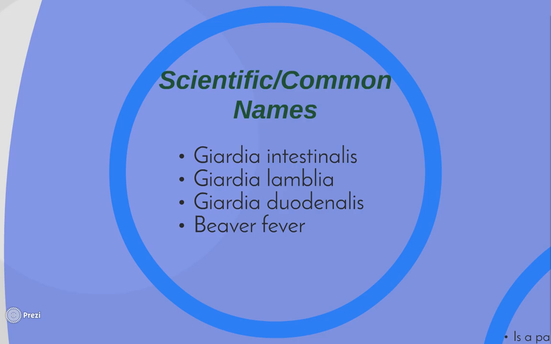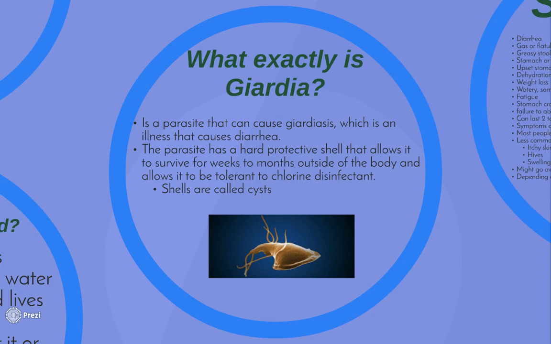The more common name is beaver fever, and as we go along with the presentation, I'll be able to better explain why in the next couple of slides. All right, so what exactly is Giardia? It is a parasite, and although there is a very long and extensive list of symptoms, one of the main symptoms that can be found across all carriers and all people who are infected with it is diarrhea, which makes sense because it is affecting your GI tract.